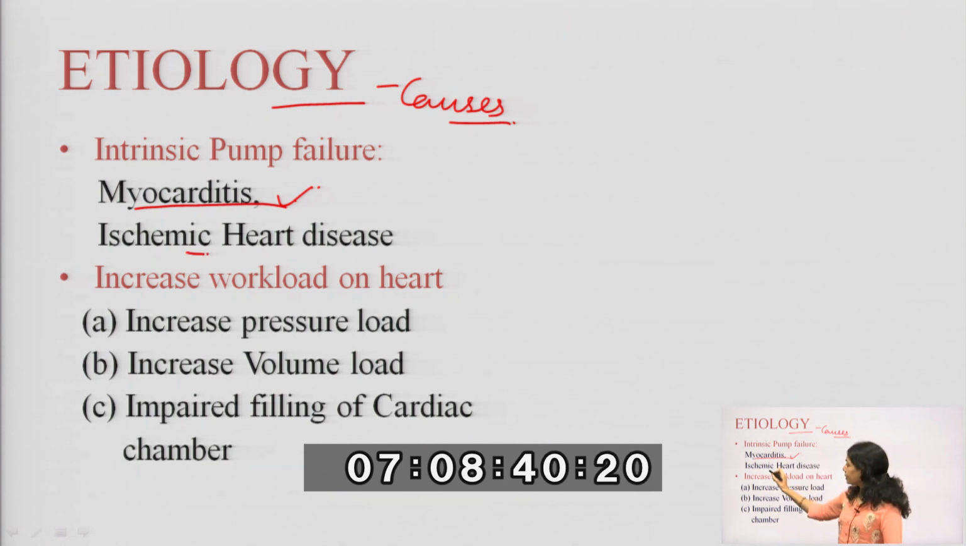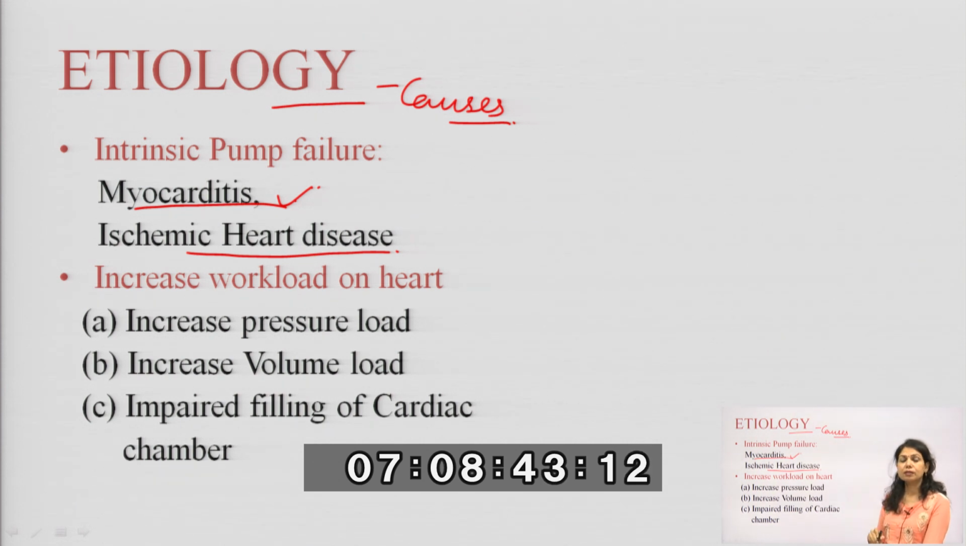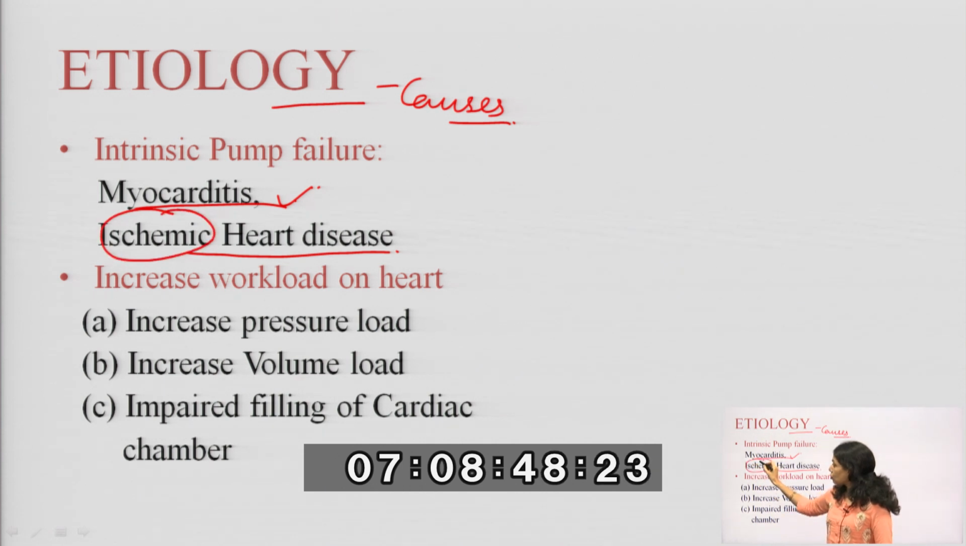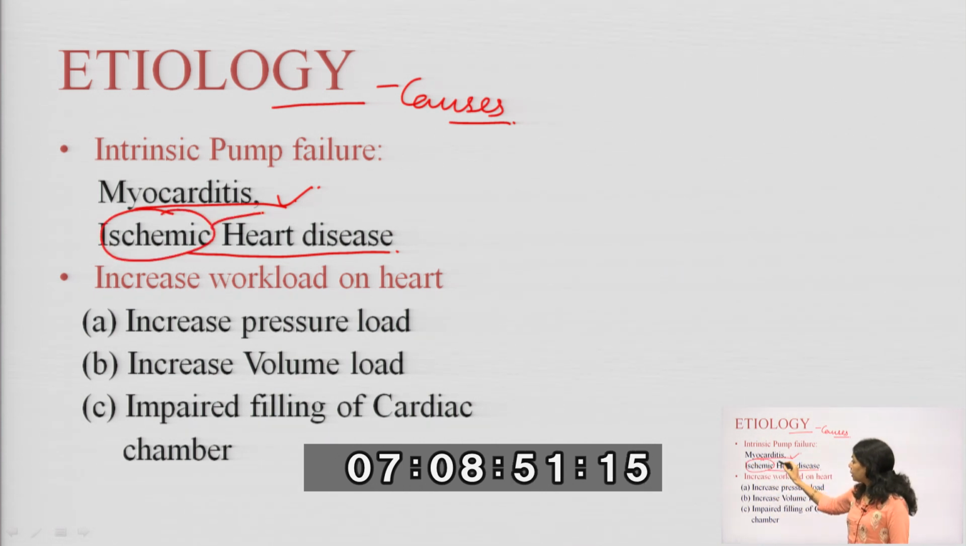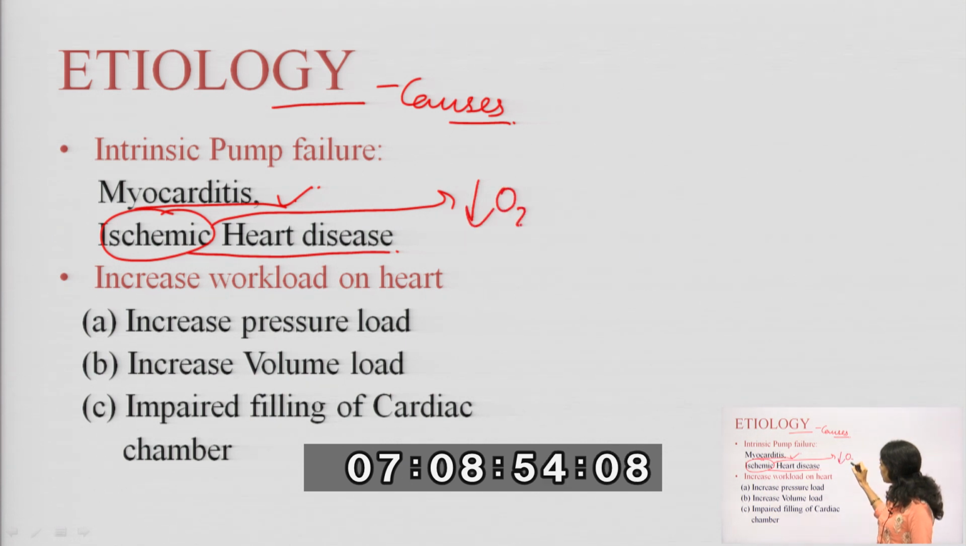The second is ischemic heart disease. We will discuss this topic in detail. Ischemia means less supply of oxygen to the blood vessels and to the organs. Why? Because of the deposition of cholesterol, ultimately the blood flow decreases, and the oxygen supplied also decreases. So, that may lead to congestive heart failure.